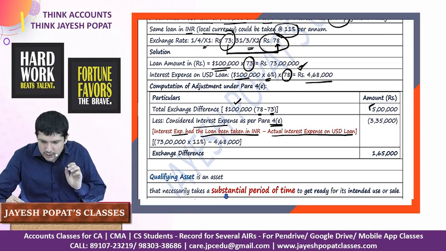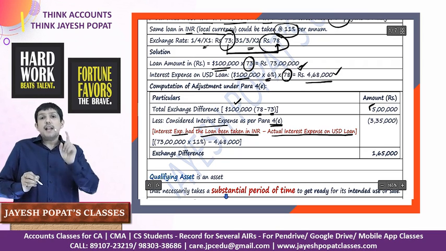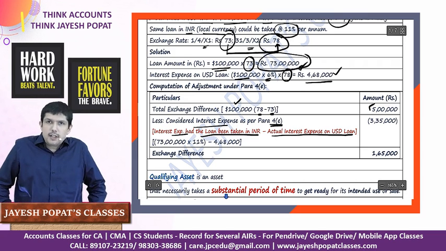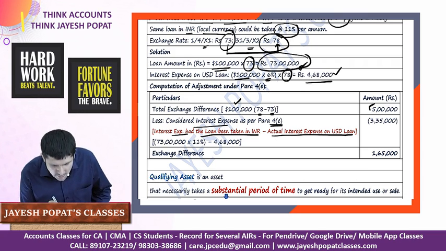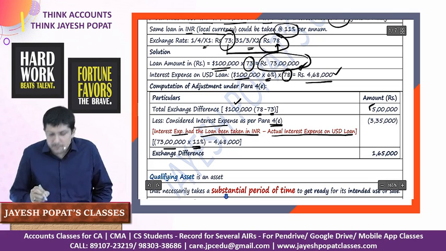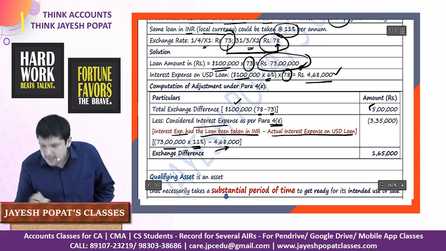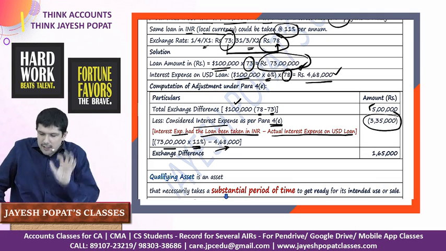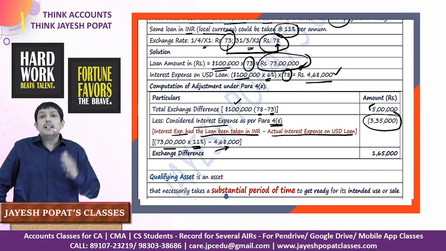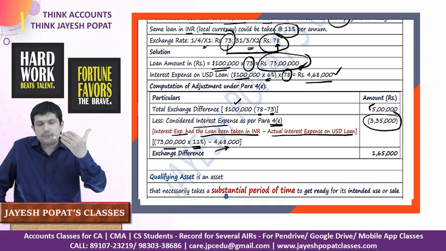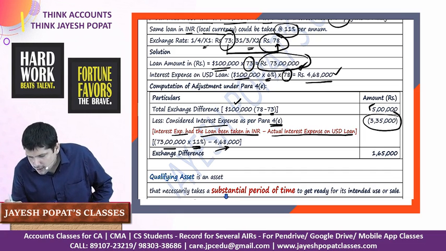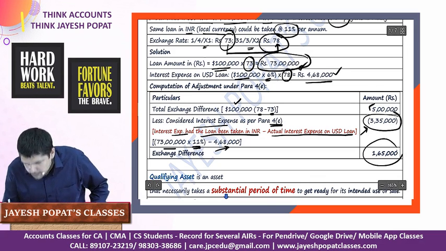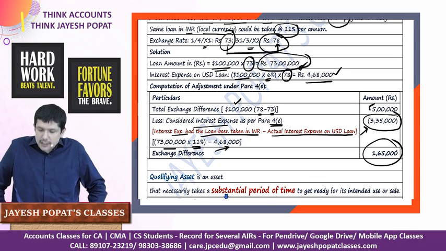We all know that the actual interest expense on USD loan is 4,68,000. Had I taken this same amount of 73 lakhs in India, I would have paid interest at the rate of 11%. So 73 lakhs into 11% minus 4,68,000 is the amount I tried to save by taking this loan. So I saved 3,35,000, whereas the exchange loss happened to be 5 lakh rupees. So to the extent of this particular savings, this will be treated as an interest expense and the balance amount will be treated as my foreign currency fluctuation.